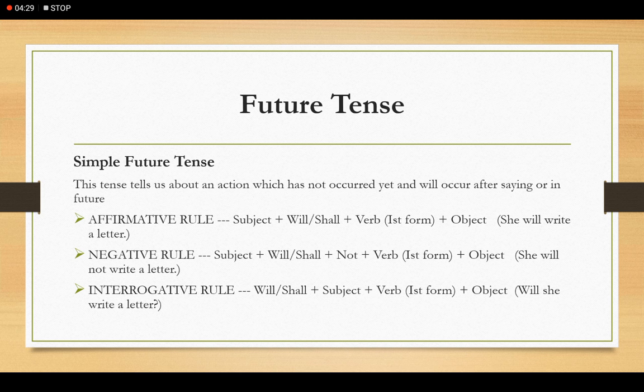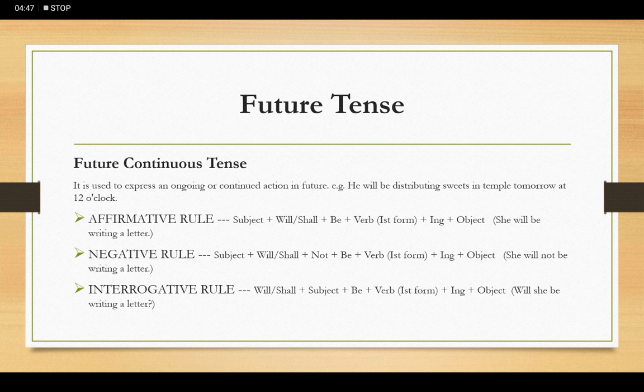So the form is generally subject plus will or shall plus the base form of the verb plus object, which is optional. Then the negative sentence will be she will not write a letter, and the interrogative will be will she write a letter?